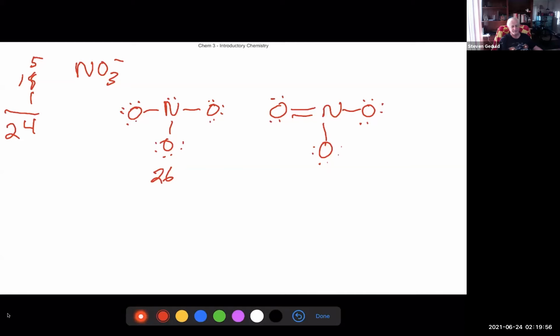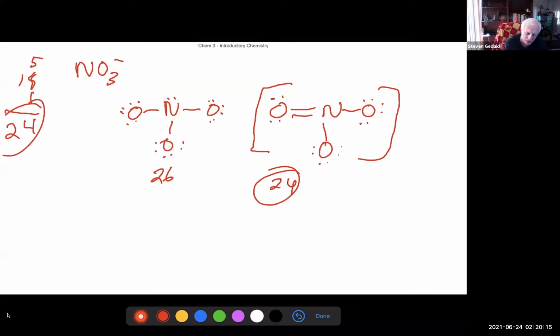How many do we got? 24, 24. 24 matches 24. That's it. There's our Lewis structure. Now, when you do have a charge, we put brackets around it and put our charge on the outside. That accounts for our extra electron.